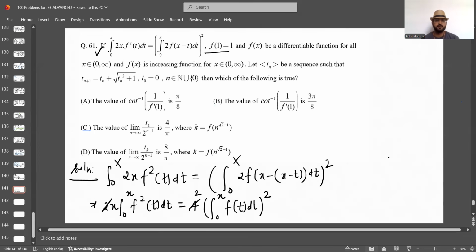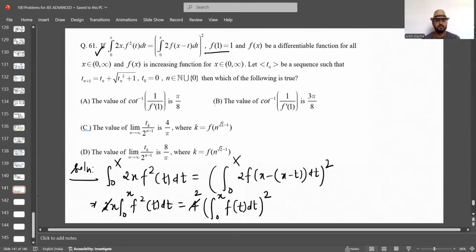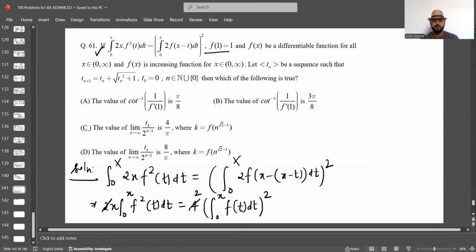So this eventually gives me the integral from 0 to x of x into f squared t dt is equal to 2 times the integral from 0 to x of f of t dt, the whole square. Okay, just to confirm. Yeah, so the integral from 0 to x of f of t dt, the whole square.